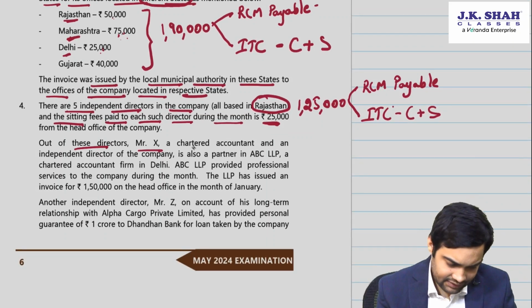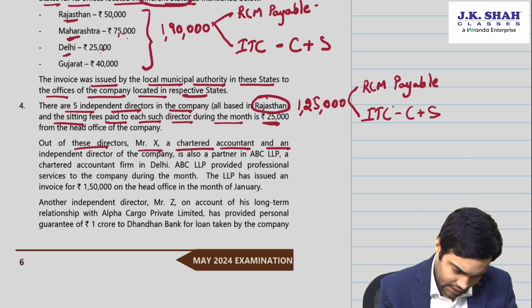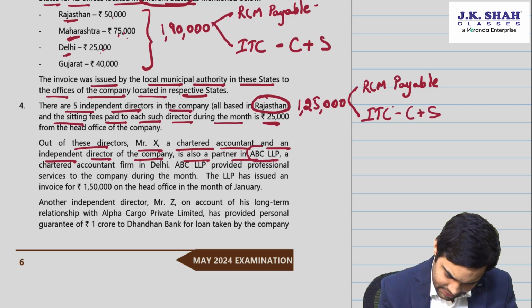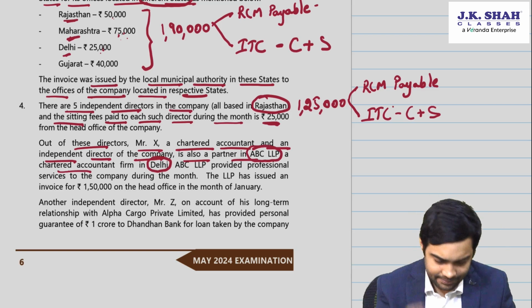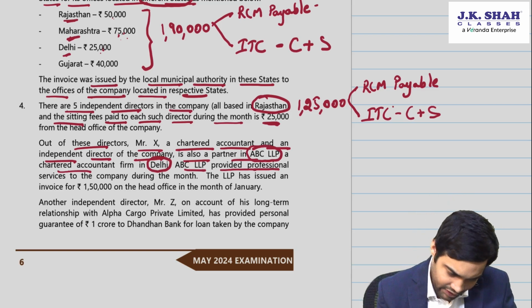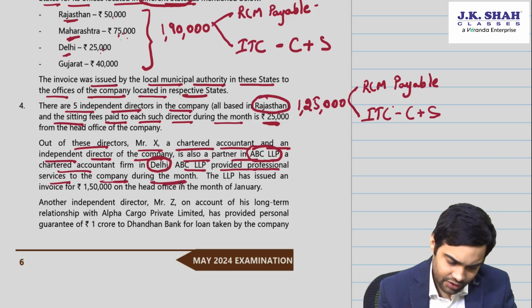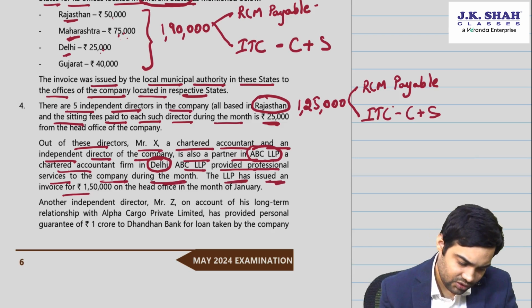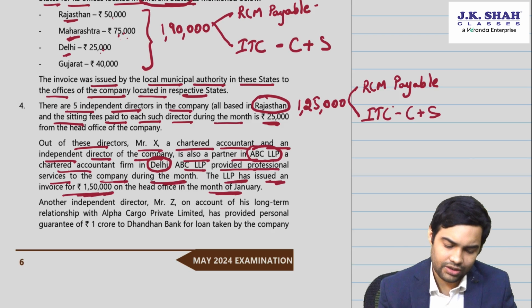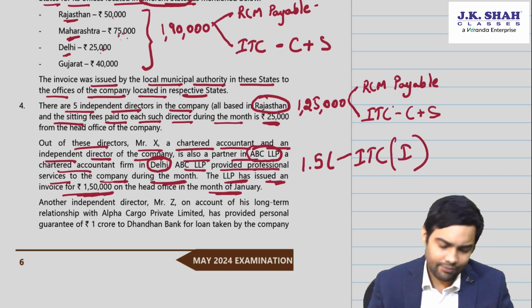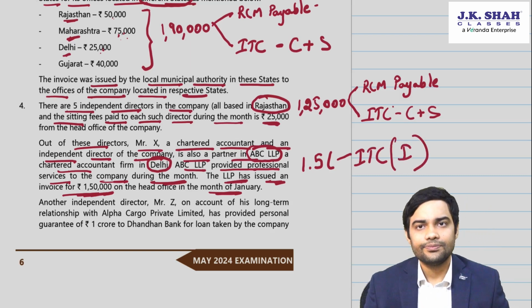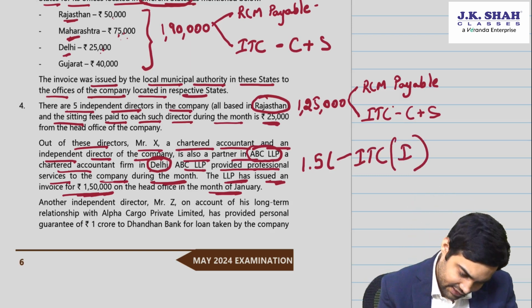Out of these directors, Mr. X, a chartered accountant and an independent director of the company, is also a partner in ABC LLP, a chartered accountant firm in Delhi. So ABC LLP Delhi. ABC LLP Delhi provided professional service to the company during the month. LLP has issued an invoice of 1,50,000 for the month of January. So 1,50,000. Will we get ITC? Yes, ITC, and the nature of ITC will be IGST. Agreed? Yes, because the firm is in Delhi.